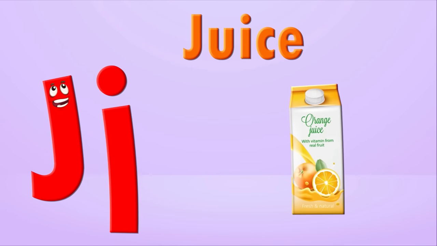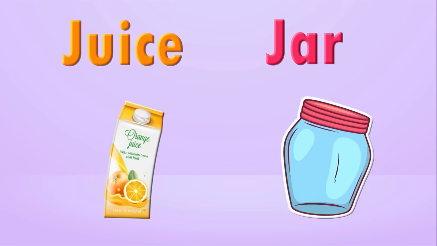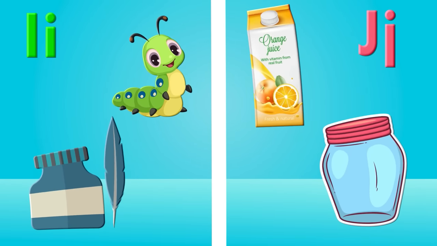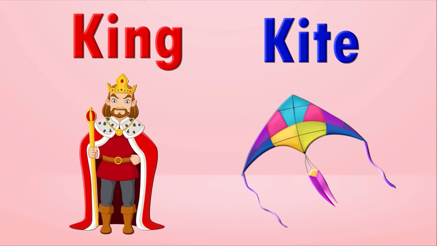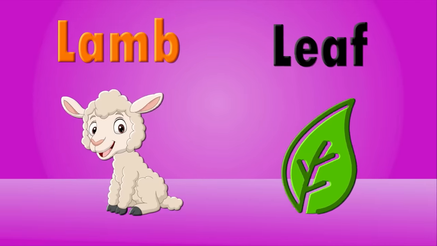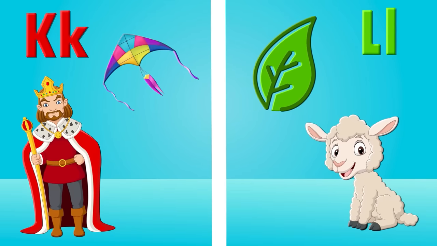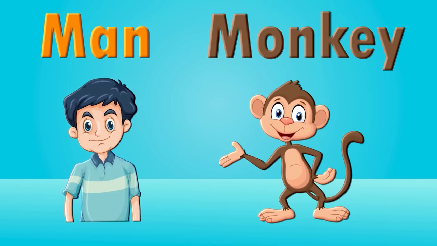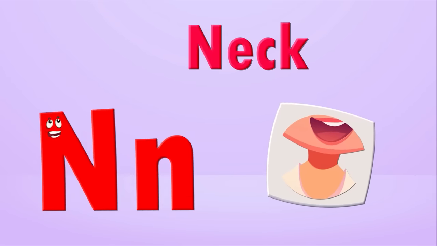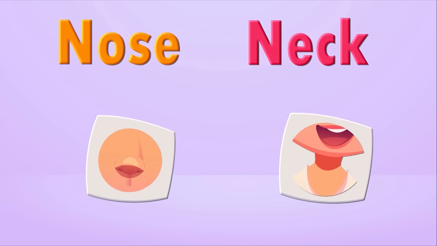J for juice, J for jar. K for king and K for kite. L for lamp, L for leaf. M for man and M for monkey. N for neck, N for nose.